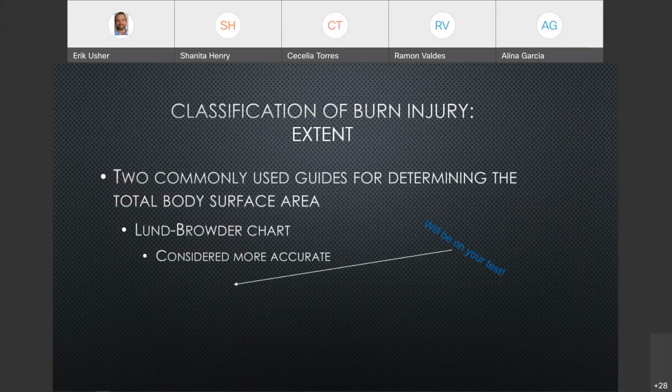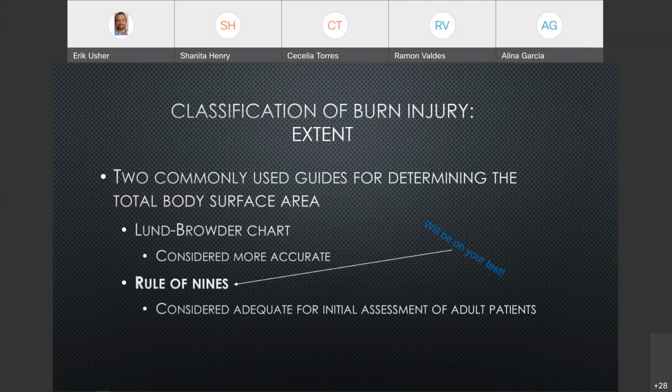It's more accurate in the fact that it breaks it down into much smaller areas, so you calculate it to a more accurate BSA. More commonly is the rule of nines. The rule of nines is more common because it's adequate for the initial assessment of adult patients. So it's great. We can get a quick summation of the degree of body surface area that's burned, and then we can figure out the fluid resuscitation guidelines from it.